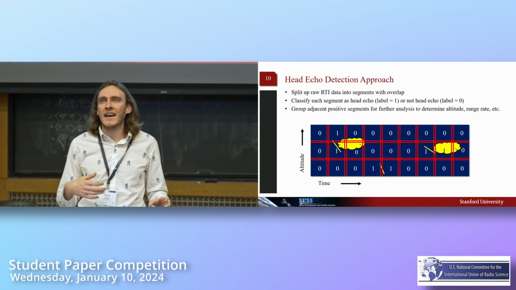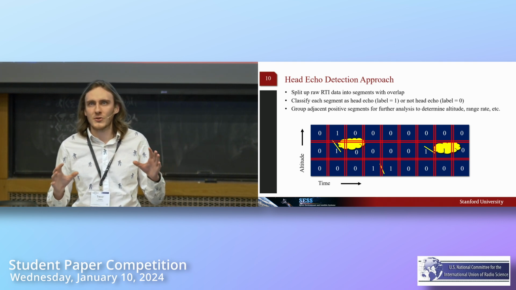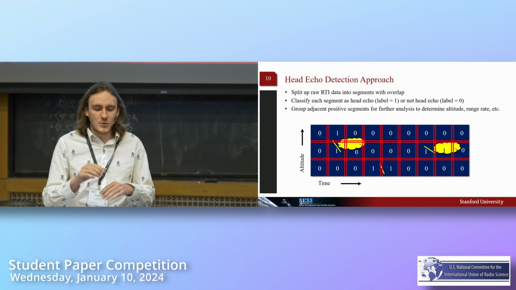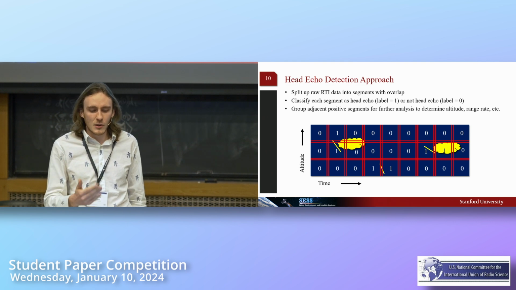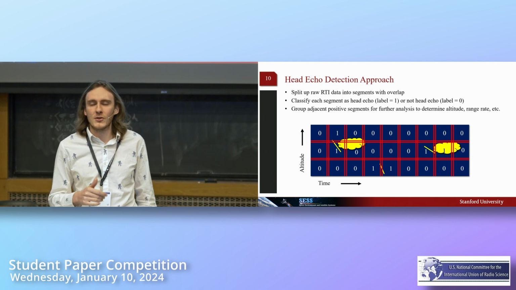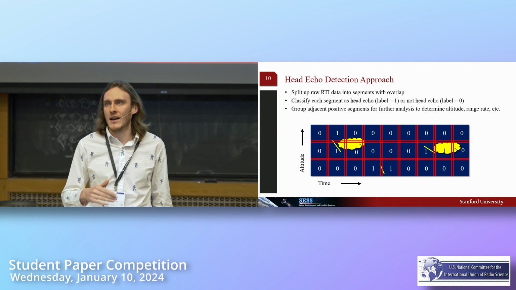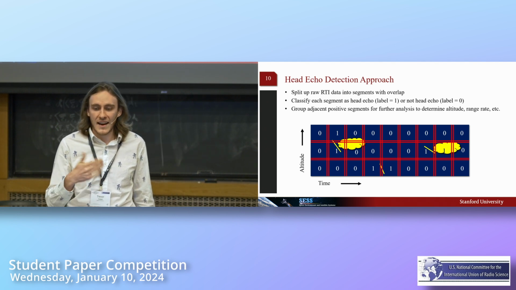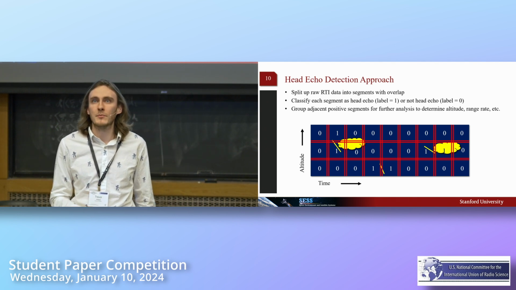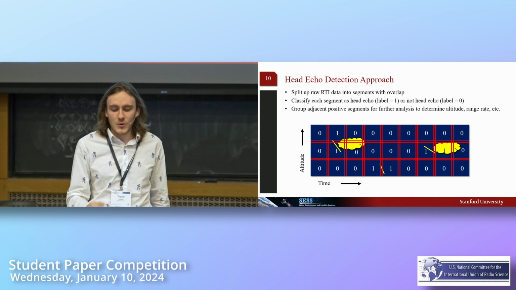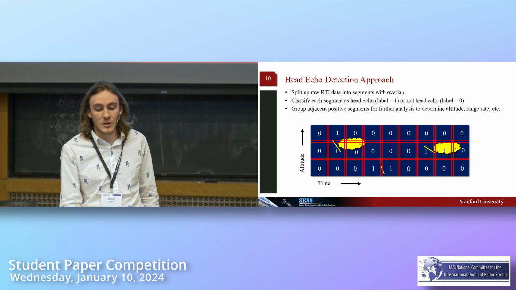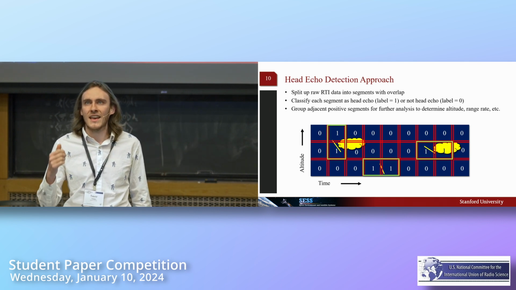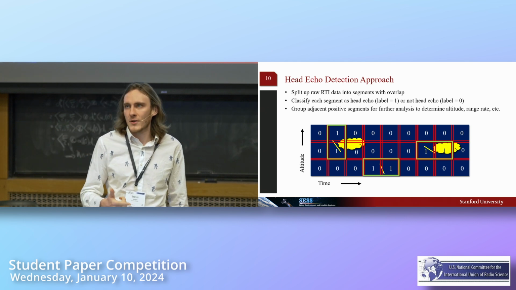Also, these RTI images tend to be rather large, larger than the 150 by 150 input that I showed on the prior slide. So we split them up into 150 by 150 image segments with a little bit of overlap at the edges. That helps us make sure that we're detecting any short duration head echoes near the edges and not missing them because we cut the image right there. Then we classify each segment as either containing a head echo, which has the label of 1, or not, which has the label of 0. Trails in this case get a label of 0 since we're not explicitly looking for them in this research. Then we can group together adjacent positively classified segments for further analysis, to determine the meteor's altitude, range rate, and other properties.